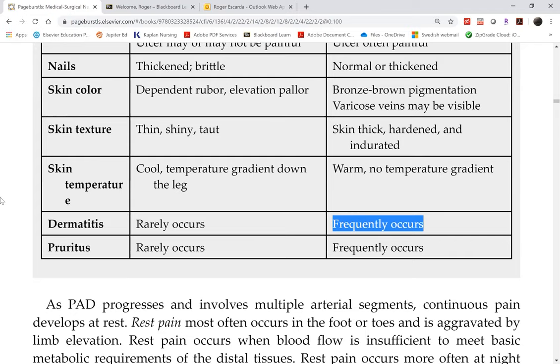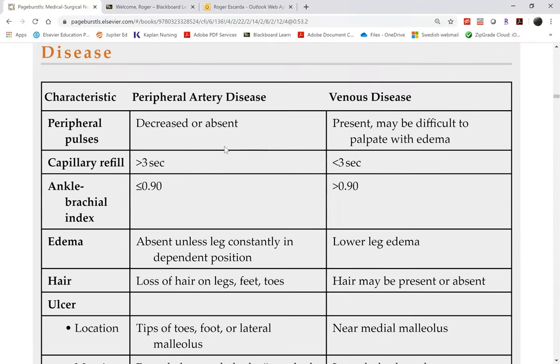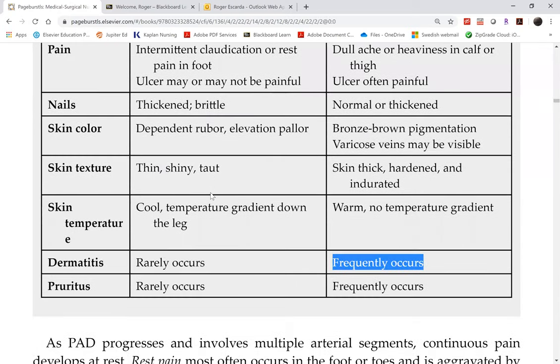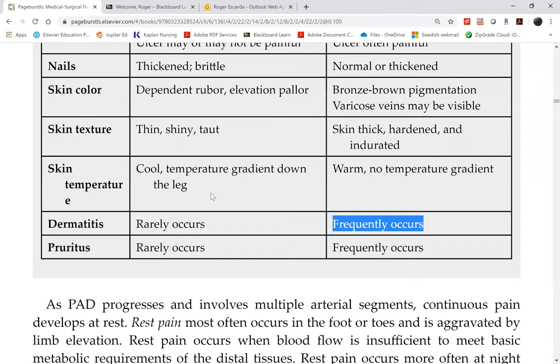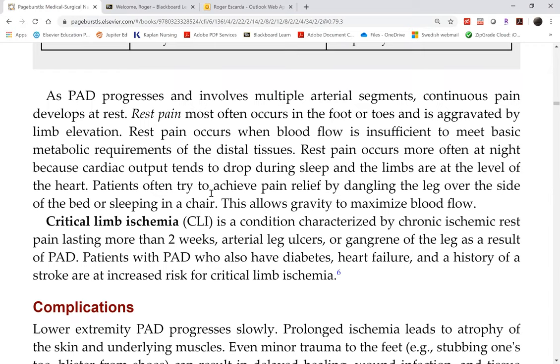So definitely between the two, the PAD patients are more likely to win in a beauty pageant, especially in the swimsuit competition.